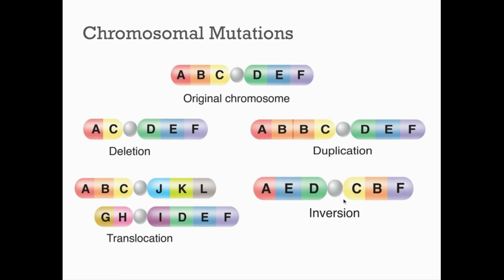And same thing, inversion's kind of similar, but instead of changing chromosomes, it changes spaces or spots on the same chromosome. So you still, on this whole chromosome, have an A and a B and a C and a D and an E and an F gene.